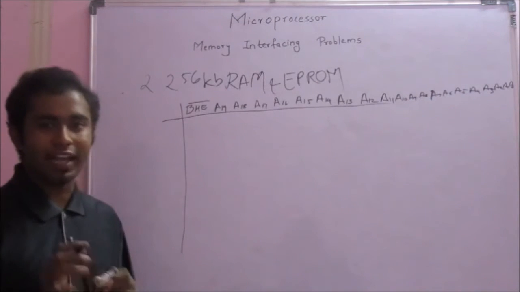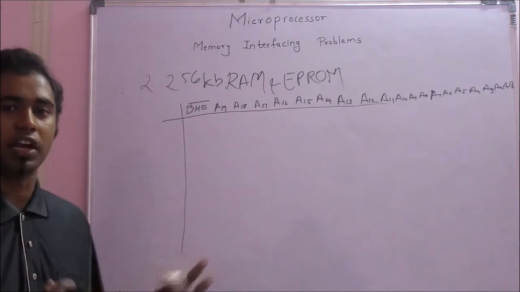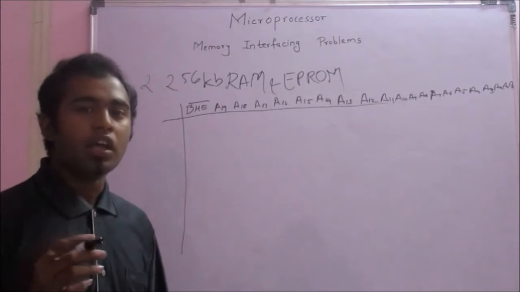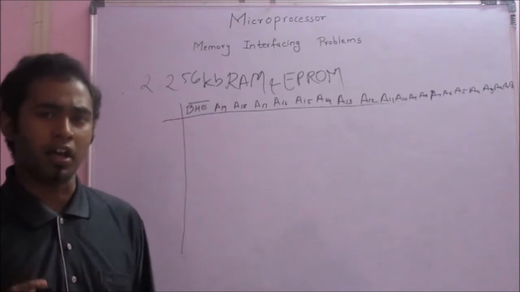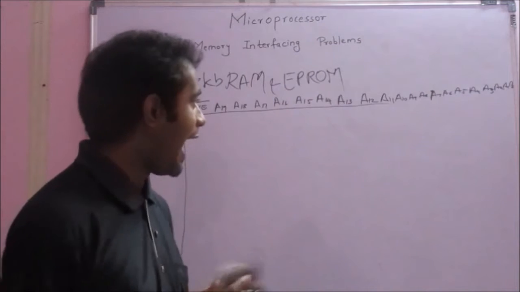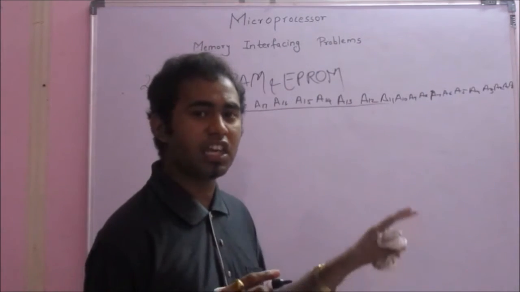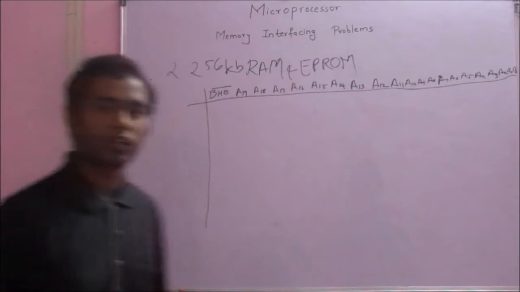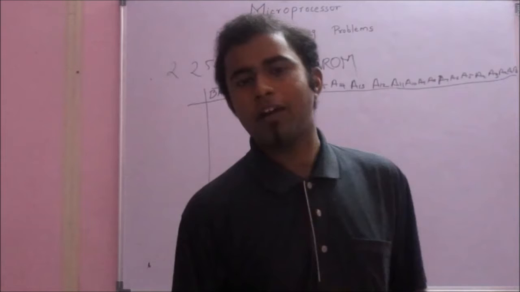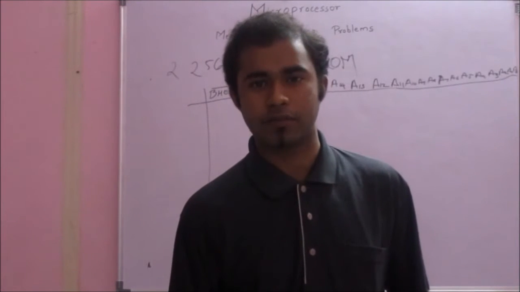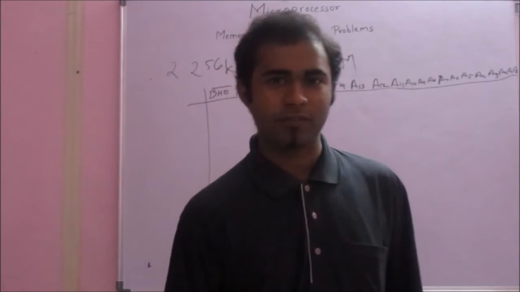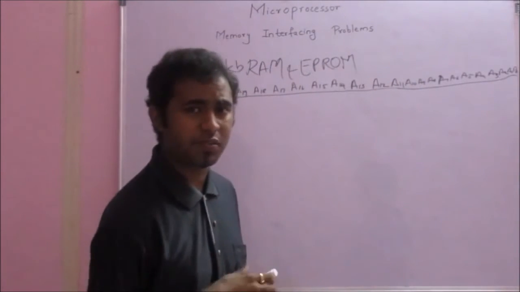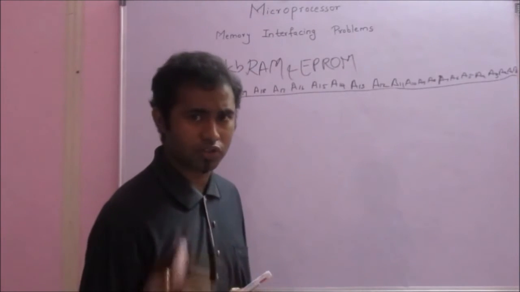You all know that A0 and BHE are used to select the even and odd memory banks. When the BHE signal is 0, that means BHE bar is active and it will select the odd bank, and when A0 is 0, it will select the even bank. Now the question is how to start. As you all know, the EPROM contains the last address of the 8086, that is FFFFF. So we will use an approach in which we start from the last address and go down to 00000.